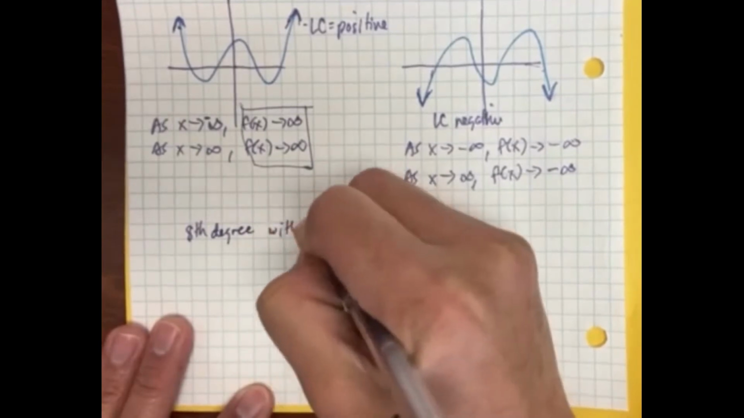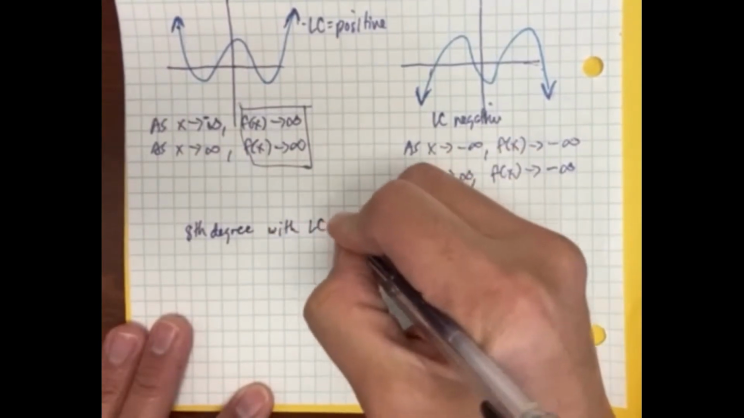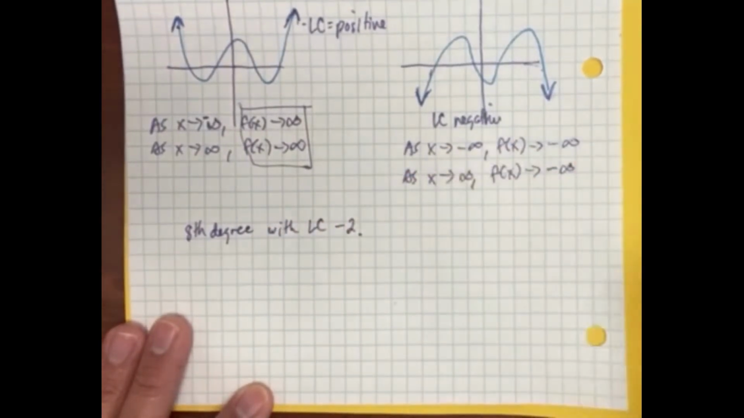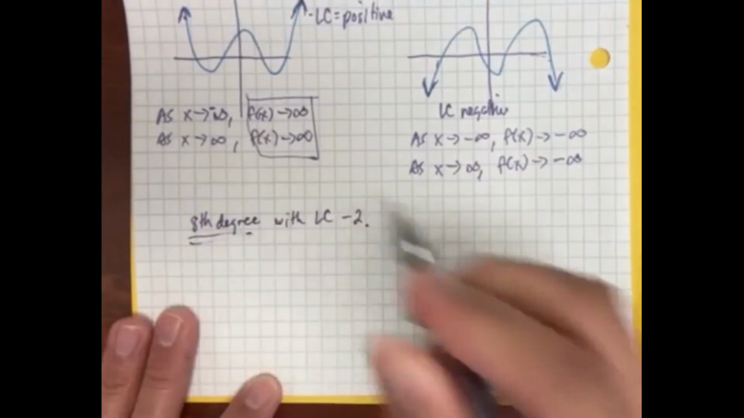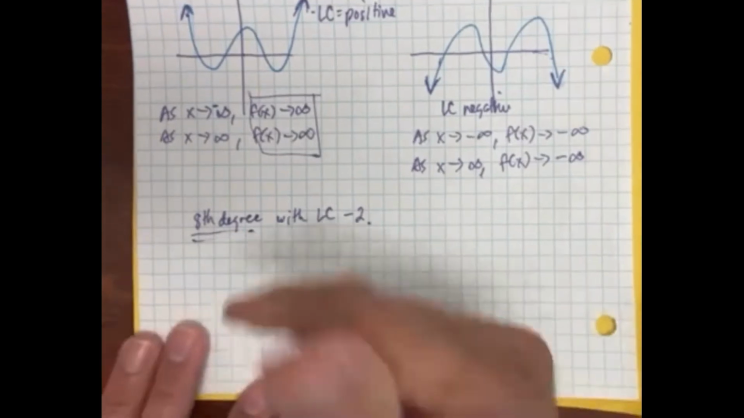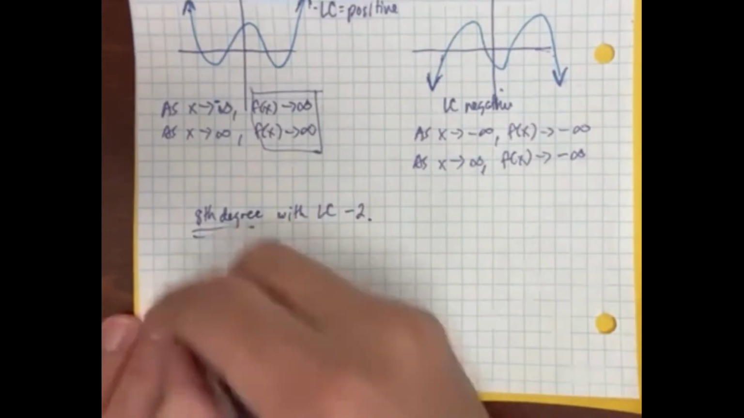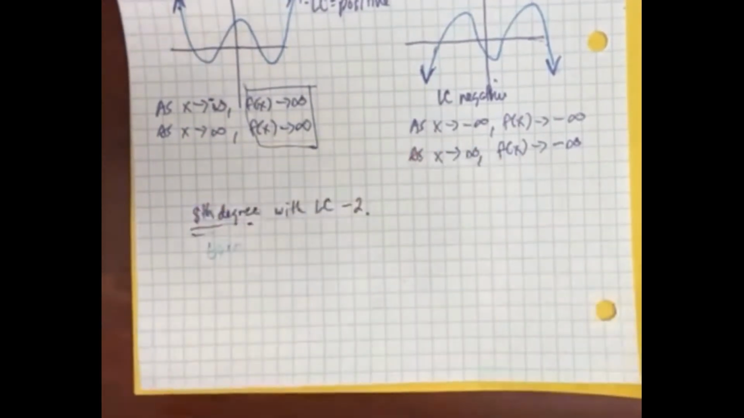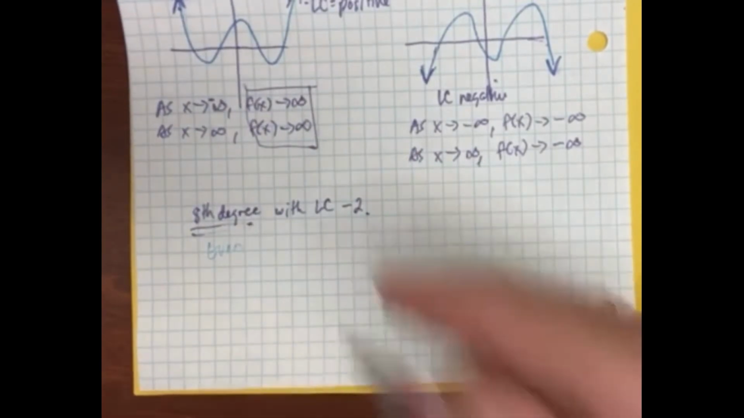Degree with a leading coefficient of negative 2. So 8 degree is an odd number. That's an odd, sorry, 8 degree is an even number. Sorry, I'm losing time here. 8 degree is an even number.